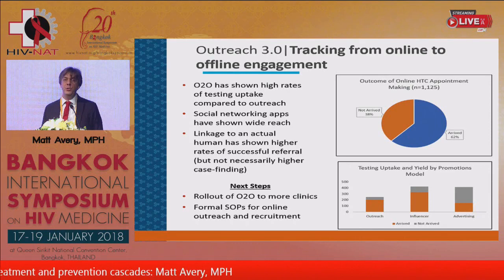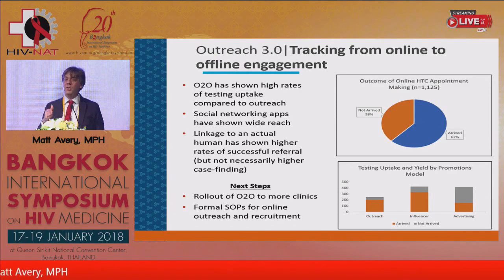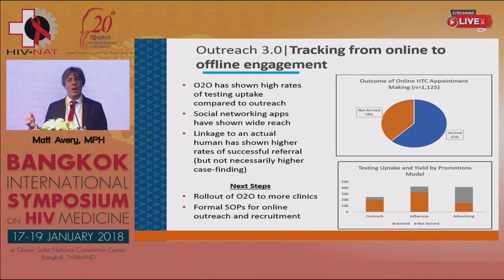But compared to physical outreach in the real world, when we look at our real-life outreach programs, clients who are reached by an outreach worker, agree to be referred to an HIV test and have a referral generated for that HIV test, only about 27% of them actually show up for the test, compared to 62% when people made an appointment for themselves over this online booking engine.